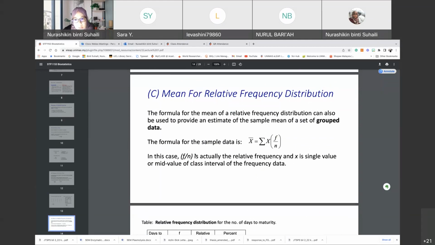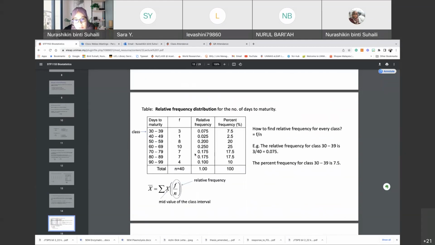Mean for relative frequency distribution, what is this? Oh yeah, let's say you have the grouped frequency data from just now, with the classes and the frequency. When we insert another term here, relative, what you do is, now you have the original data, and the total n here is 3 plus 1 plus 8 plus 10 plus 7 plus 7 plus 4, which is equal to 40.